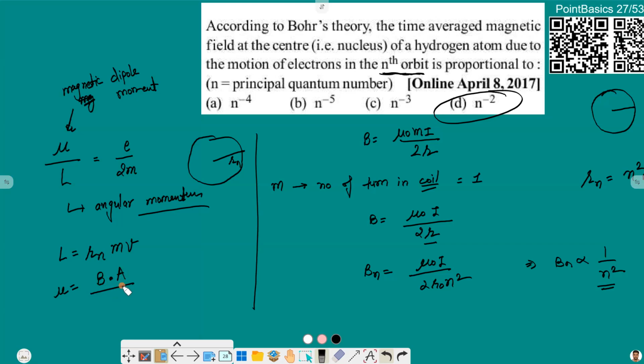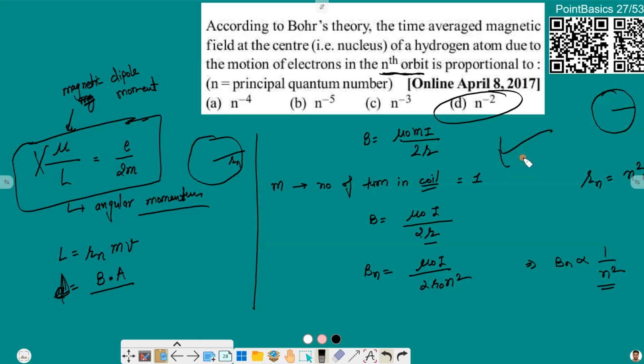Okay, I think I wrongly interpreted magnetic moment as B dot A. That is basically flux, that is magnetic flux. So I think this method is not going to work here. We have to use the earlier method. Pardon me for that.